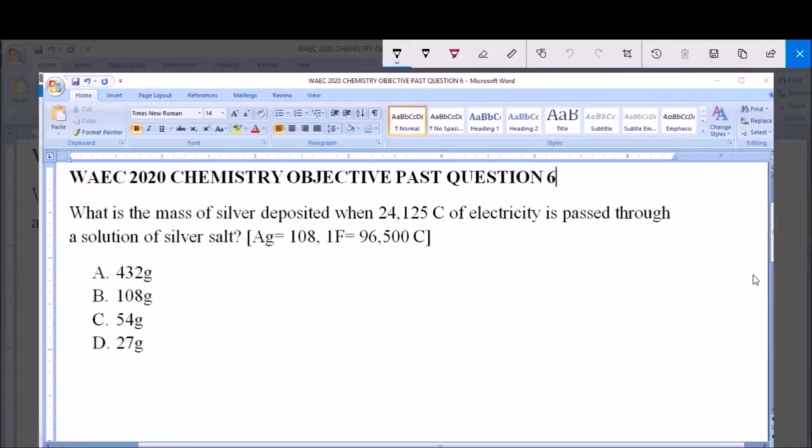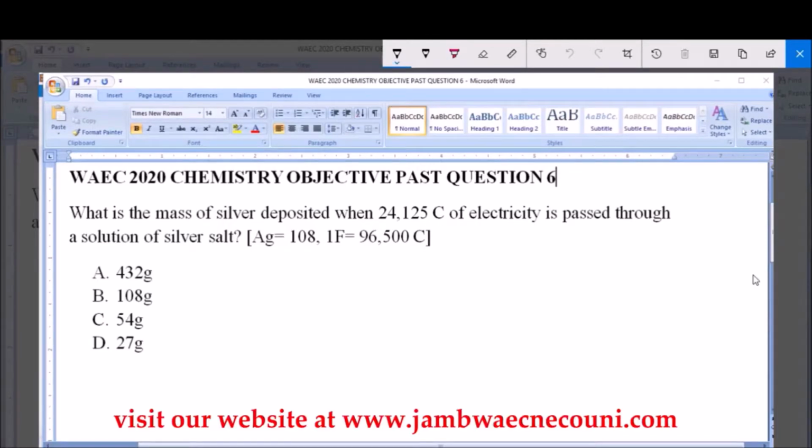Chemistry objective past question 6. What is the mass of silver deposited when 24,125 coulomb of electricity is passed through a solution of silver salt? So you have Ag silver 108, 1 Faraday is equal to 96,500 coulombs. A 432 gram, B 108 gram, C 54 gram, D 24 grams.